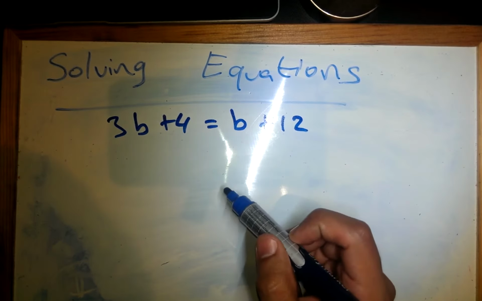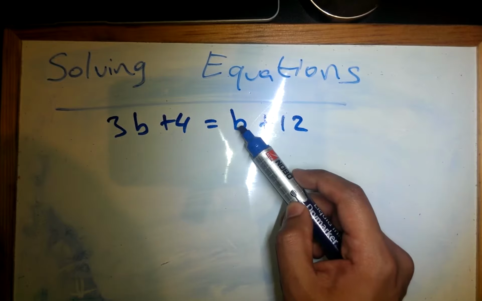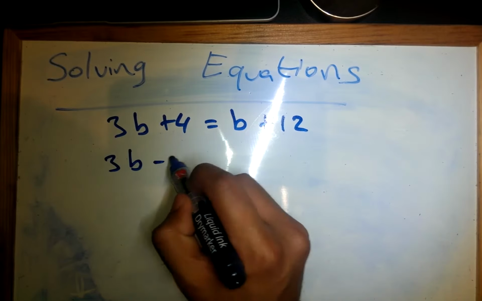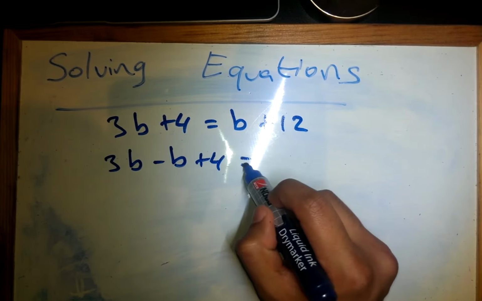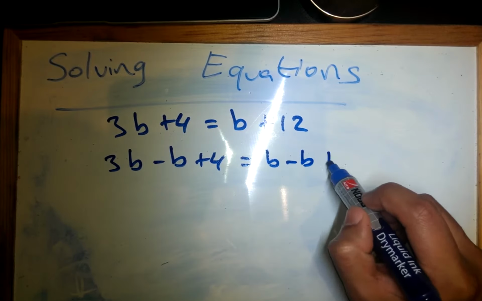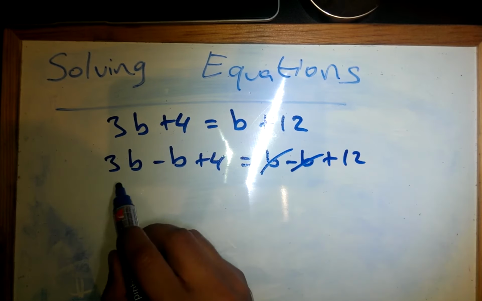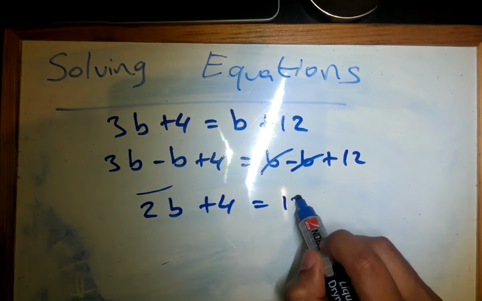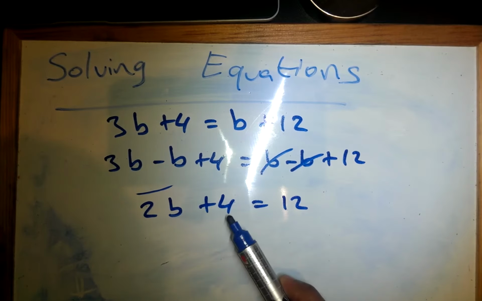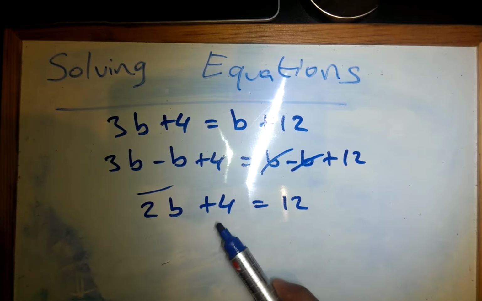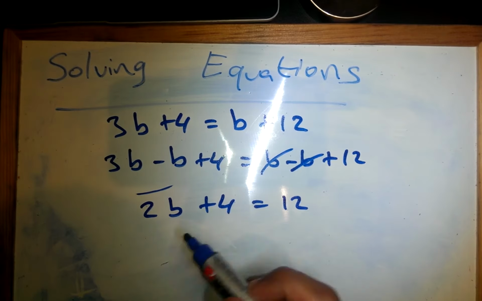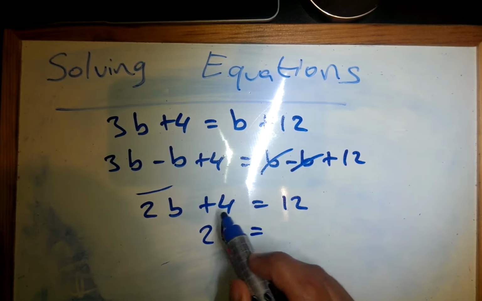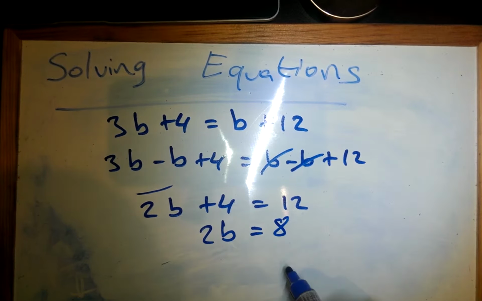To get rid of the b from this side, we need to minus it from that, because there's only one b. And whatever happens on one side must happen to the other, so 3b minus b plus 4 equals b minus b plus 12. But these two are cancelled out, and simplified, that is now 2b plus 4 equals 12. Now we've got an integer on this side and an integer on this side. Let's try and move that integer to that side, whereby we would minus 4 on both sides, where you get 2b equals 12 minus 4 is 8.